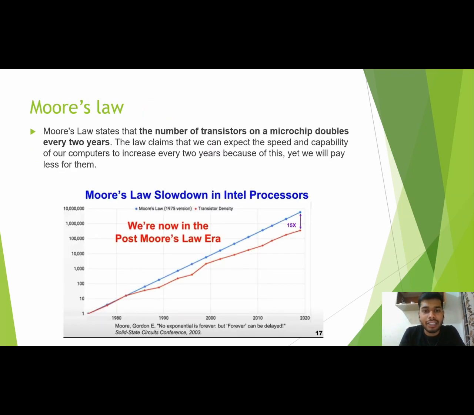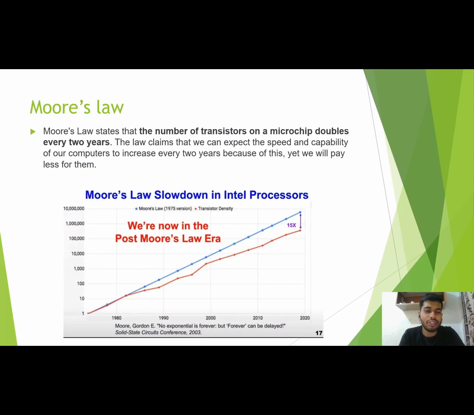One of the aspects covered in the video is Moore's law. First of all, let's see what Moore's law is. It states that the number of transistors on a microchip doubles every 2 years. The law also claimed that we can expect the speed and capability of our computers to increase every 2 years, and yet we will pay less for them. This was Moore's law as given, but in the current scenario it has changed, as we can see in the graph.